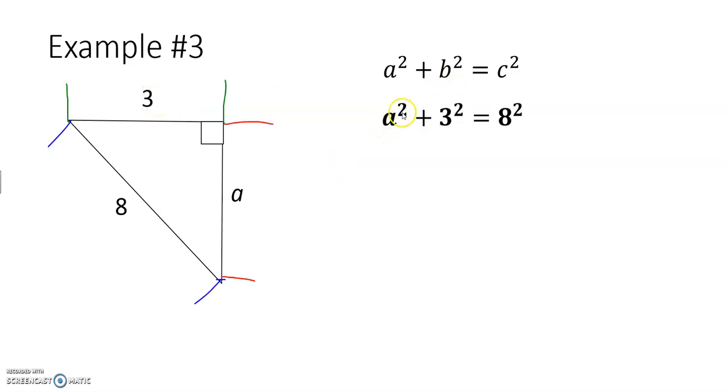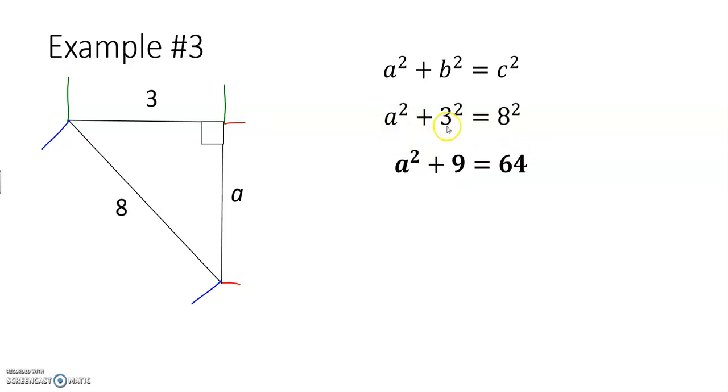So we're going to have A squared plus 3 squared, because 3 is going to be our other leg, our B, and we're going to set that equal to 8 squared because 8 is our hypotenuse, because it is opposite of the right angle. And so we're going to go ahead and square these. So that gives us A squared. 3 times 3 gives us 9. And 8 times 8 gives us 64. So again, what that means is this area is 64 and this is 9.